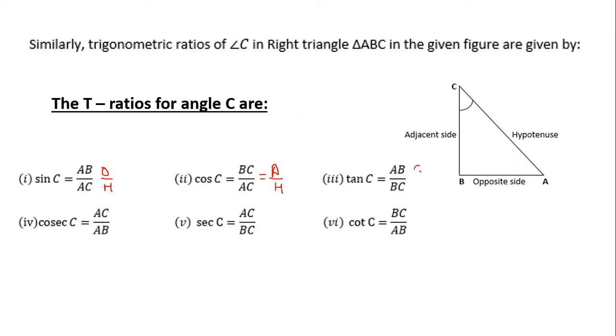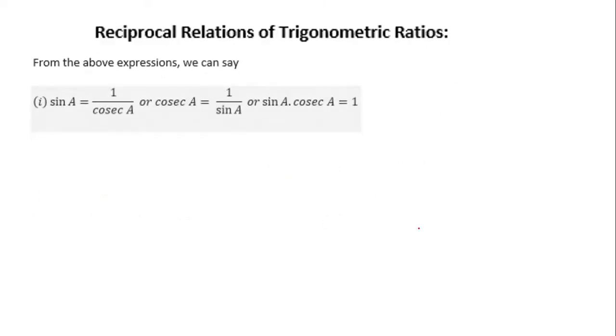Similarly, cos C will be adjacent by hypotenuse, right? Tan C will be opposite by adjacent, right? Here cosecant C or cosec C will be hypotenuse by opposite, right? Similar way, secant of C or sec C will be hypotenuse by adjacent, right? And cot C, that is adjacent by opposite. So you can define the T ratios for both the acute angles. You have to check the angles and accordingly you can find the relationship between the angle and the sides of a right triangle.